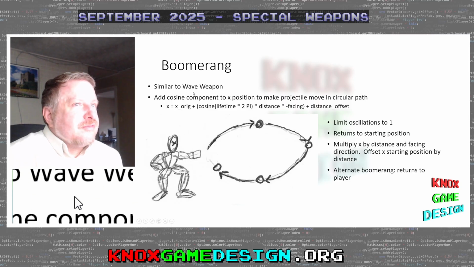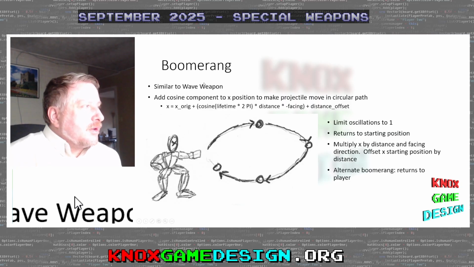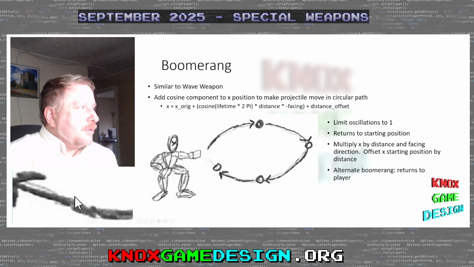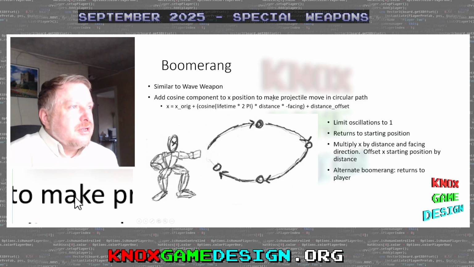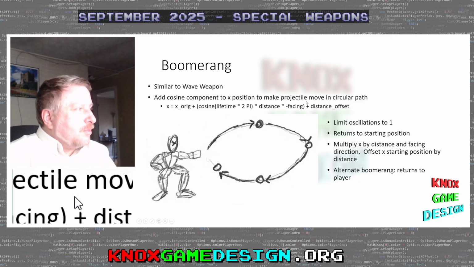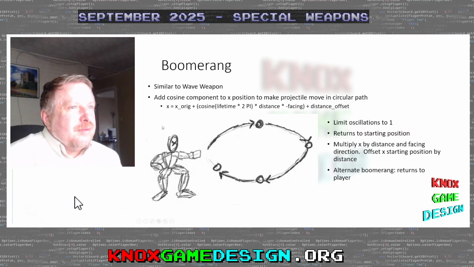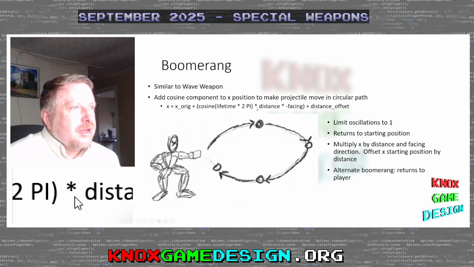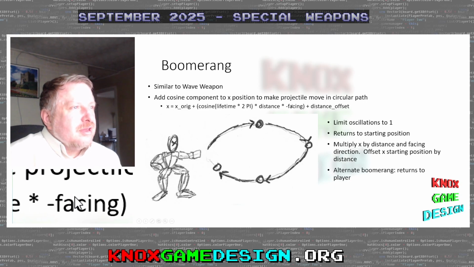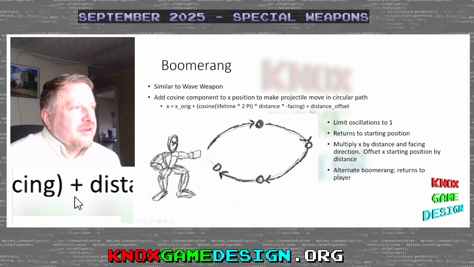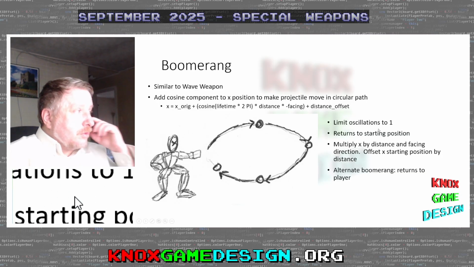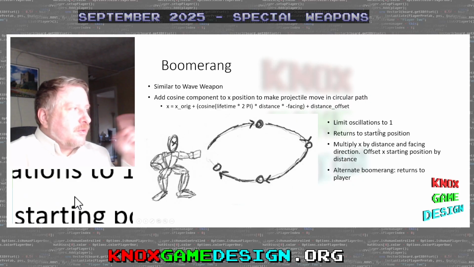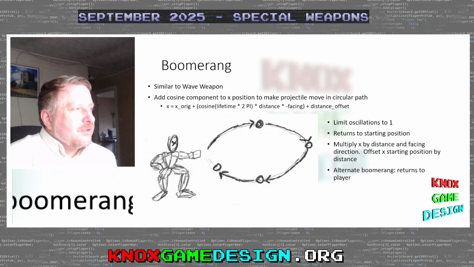So the neat thing is, it's very similar. You wouldn't think about it, but the boomerang is very similar to the wave weapon. All you have to do is add the cosine component to the X position to make it move in a circular path. So basically, we're just going to go around in a circle. But you can do some things like X gets X original position plus cosine, lifetimes times 2 pi, times the distance, times negative facing, plus the different offset. What we want to do is limit the oscillations to 1, so it only goes around once. Otherwise, it'll keep going around in circles. We'll return to the starting position.